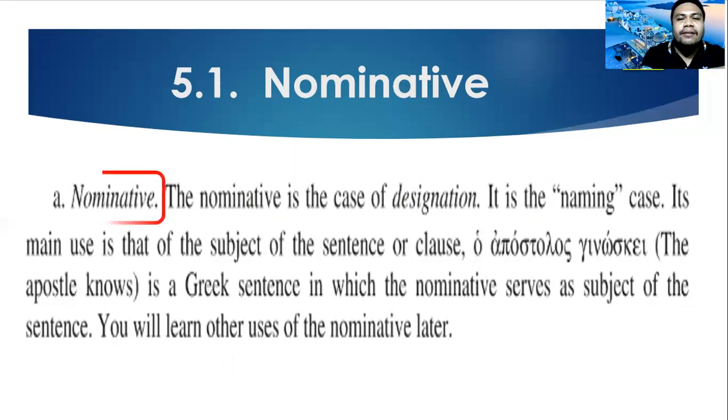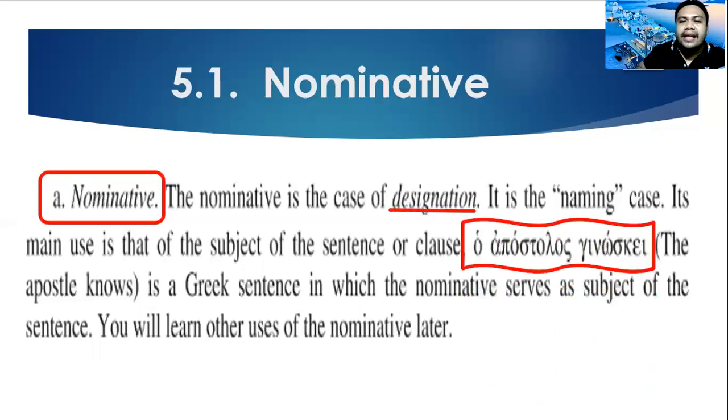What is the nominative? Nominative is the case of designation. So it means it is the naming case. Its main use is that of the subject of the sentence or clause. So it is the doer of the action. The example here is the sentence, Ho apostolos gnoske. It means the apostle knows. So the nominative here is Ho apostolos.